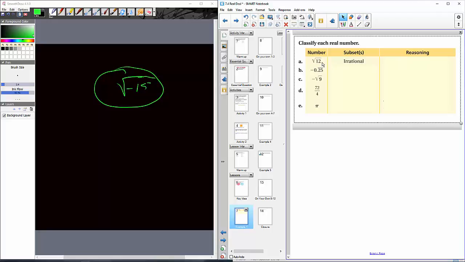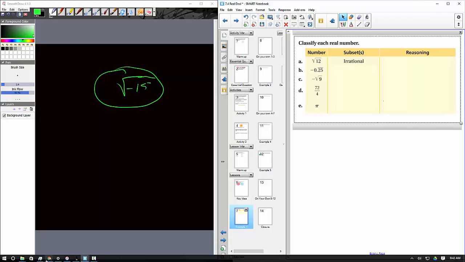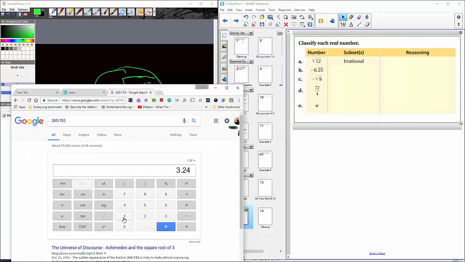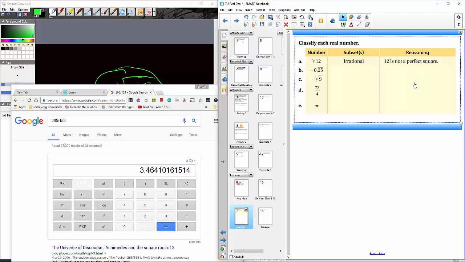So the square root of 12 is going to be irrational, because if I figure this out, it will go on forever. Again, when I plug it into my calculator, it appears like I have a number. Let's just check it out. I'll just do 12. It appears like it ends, but it really doesn't. This truncates. So this goes on forever. It's irrational. So it's not a perfect square. I'll just keep on going.